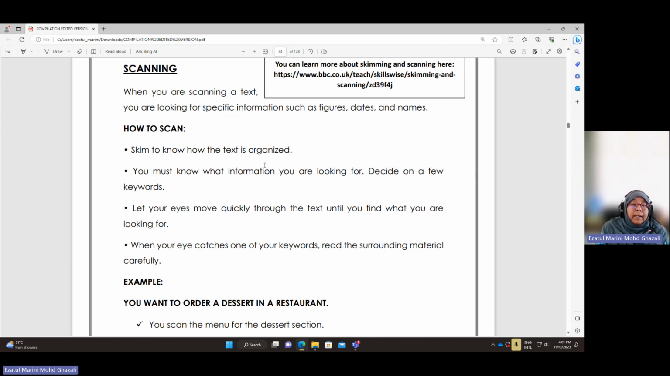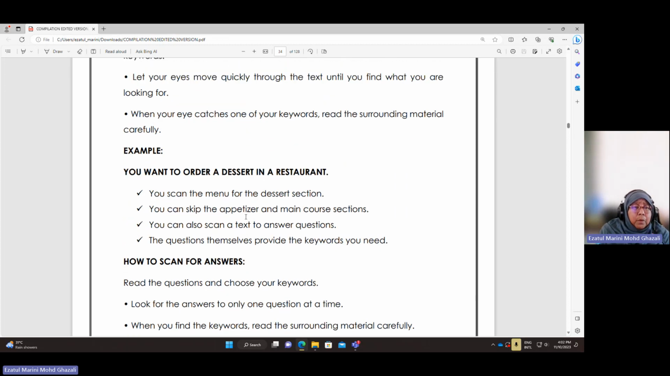All right, and then let your eyes move quickly through the text until you find what you are looking for. And then when your eye catches one of your keywords, read the surrounding material very carefully. It is not that when you have seen the information, you just ignore the rest of the text. No. When you have found whatever you need to look for, have a look at what is surrounding the keywords that you have located.